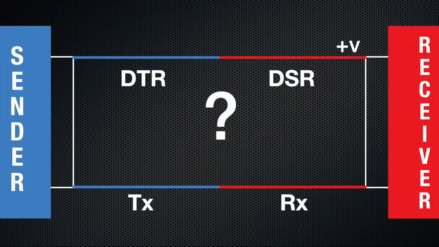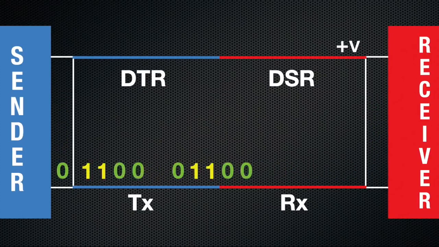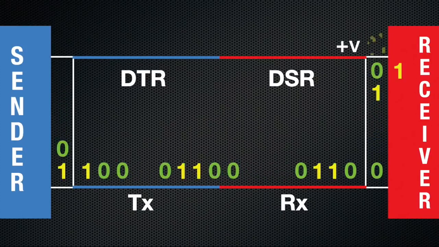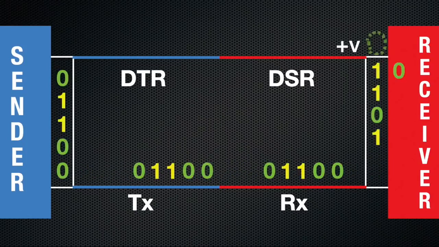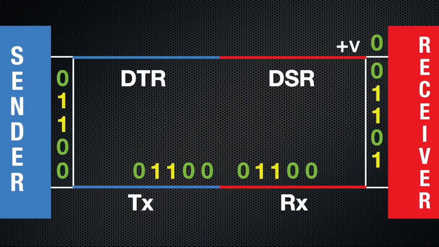But what if the sender transmits the data too fast? How fast this data is sent is called the baud rate. If the baud rate is so high that the receiver cannot get the data out of its buffer fast enough, the buffer overflows, and once again, data is lost.